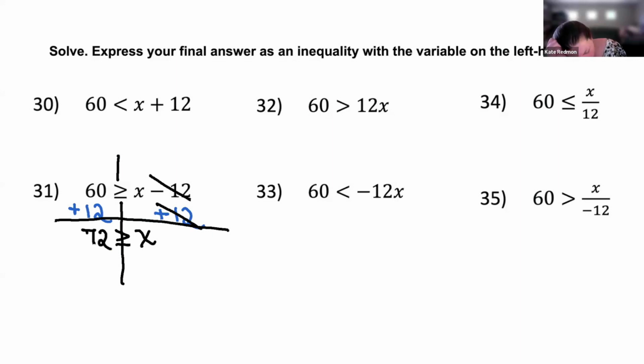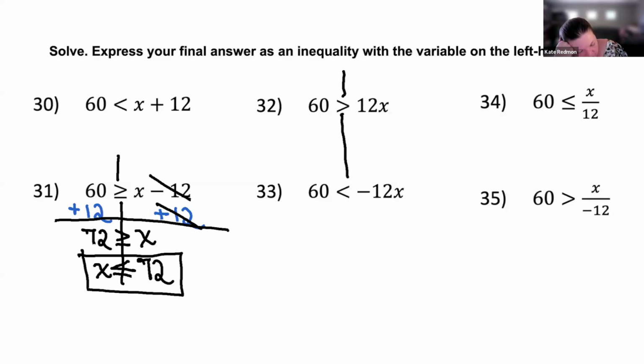But now I want to write it in the normal order. I'll put the x first. And since I'm taking that smaller x and putting it there, now that's going to flip to a less than or equal to 72. So what would x have to be to make the original inequality true? X would have to be anything less than or equal to 72. 32. 60 is greater than 12x.